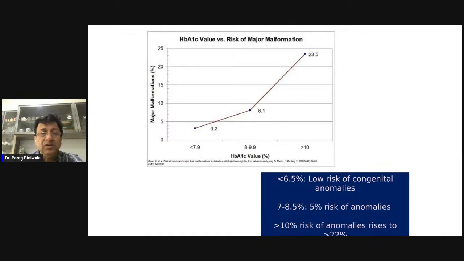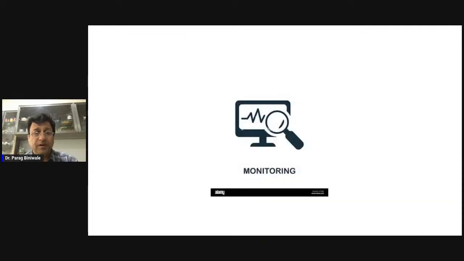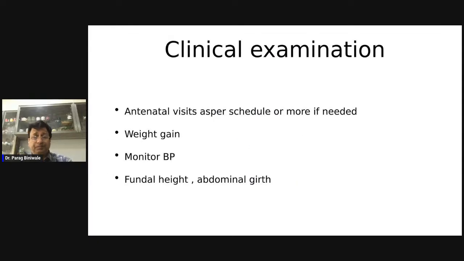And this is something which is really important for us to know, because whenever we have a woman who comes to us with gestational diabetes mellitus early in pregnancy, this is the important counseling point that we must all remember. So it is really important that we monitor these women well. So we ask them to come back for regular antenatal visits as per schedule, or more if needed.